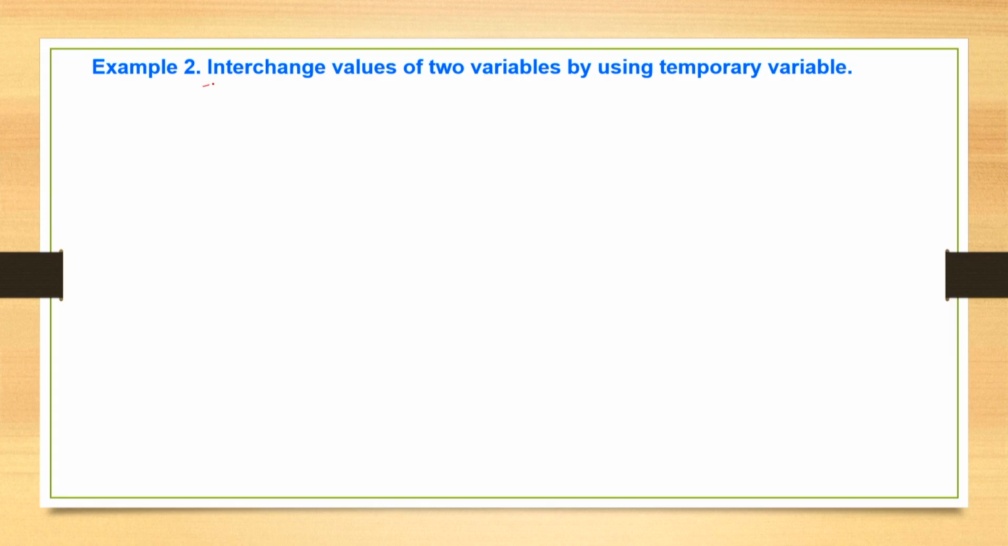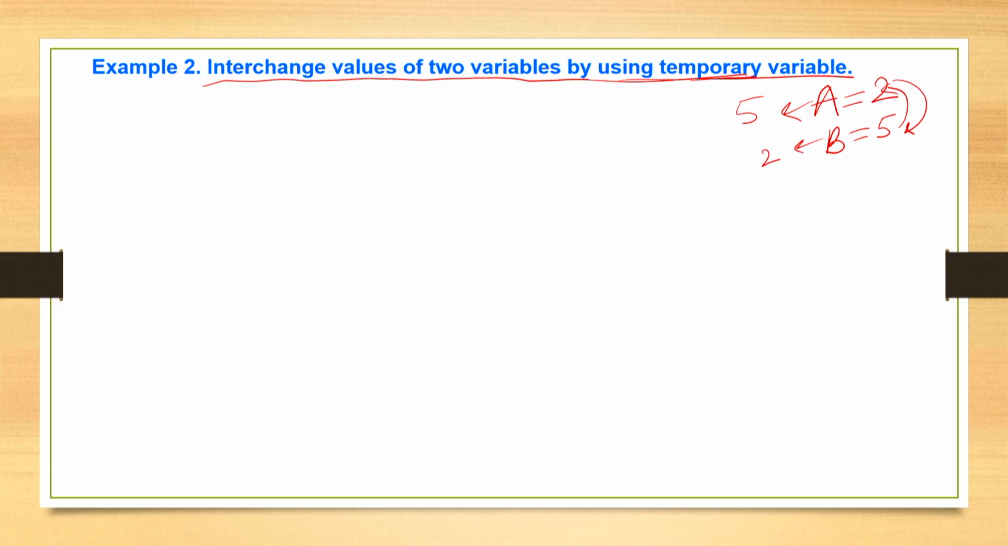Here what we are going to do, you have to interchange values of two variables by using a temporary variable. It means suppose I have taken a variable A and variable B. If I have stored a value 2 in A and 5 in B, after interchanging, A will store 5 and B will store 2. This is called the interchange. Now it says you have to use the temporary variable. So how will we do that?